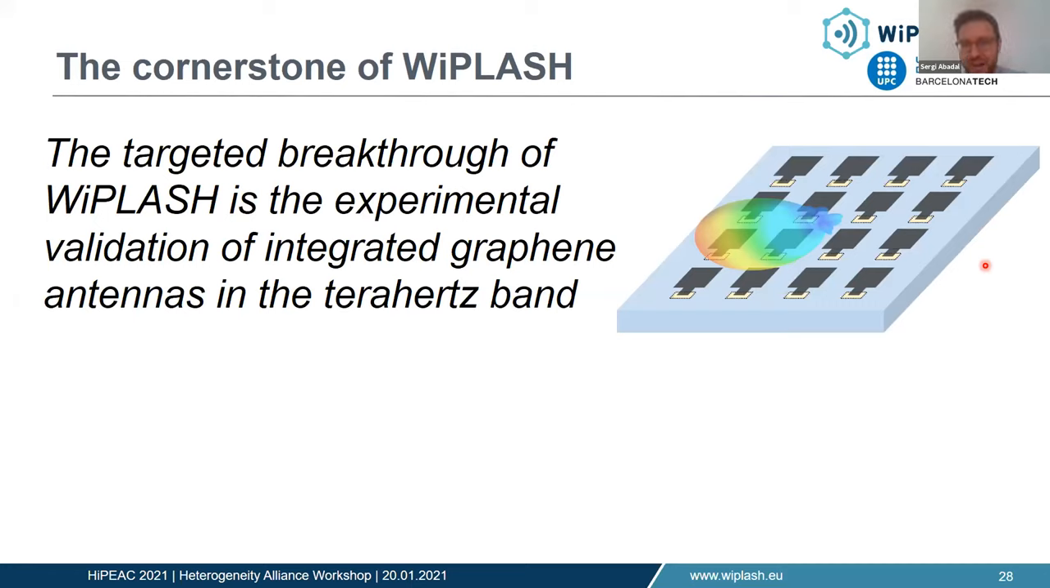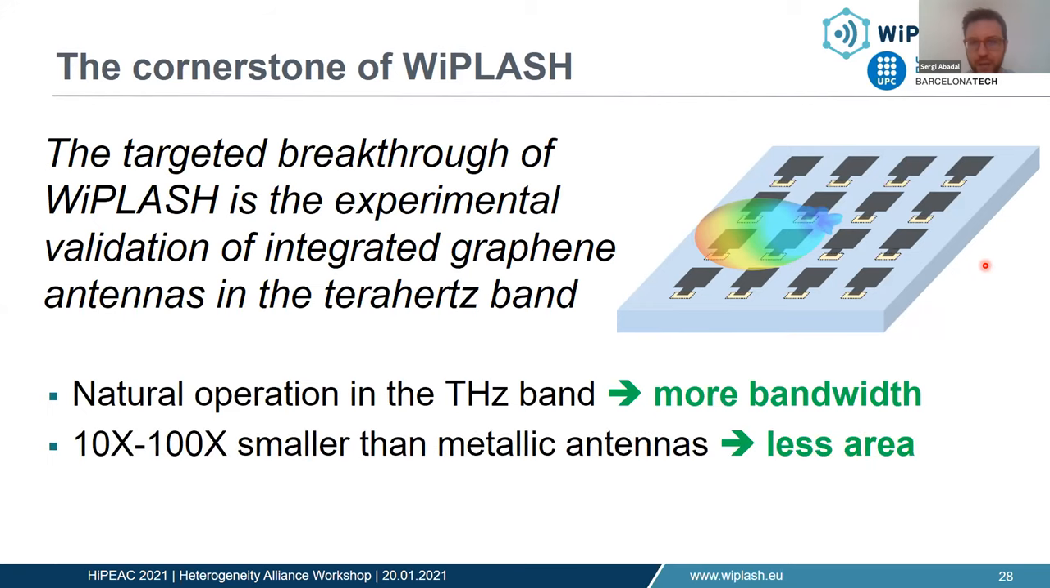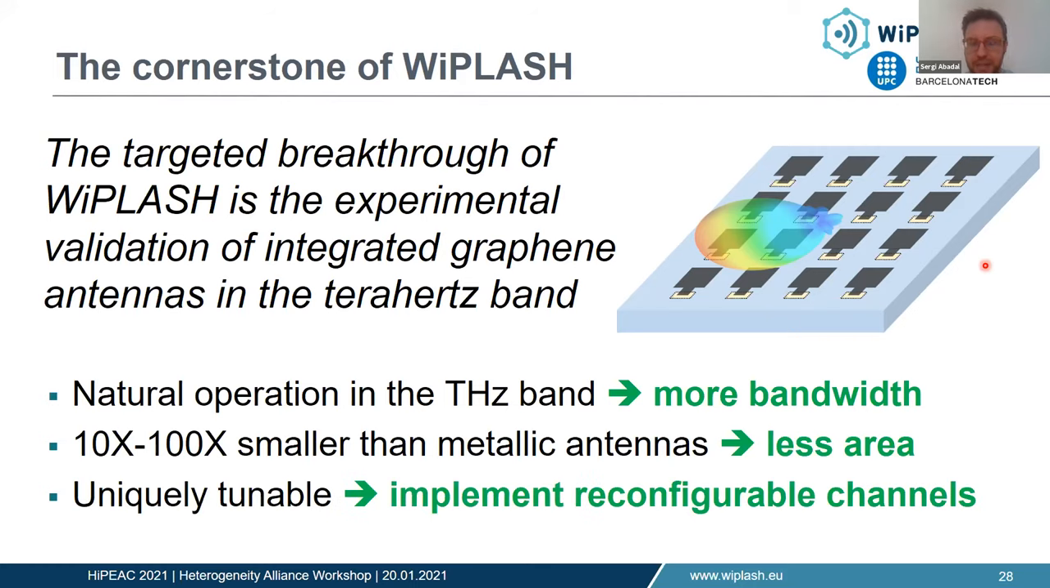This is a bit far in terms of the conceptual things that we need to talk about today. But the thing is that we want to prove that this is possible through graphene antennas in the terahertz band. Maybe this is not your expertise, but basically these antennas have a natural operation in the terahertz band. 1 terahertz is 1,000 gigahertz, so very high frequency, which means more bandwidth. These antennas are 10 to 100 times smaller than metallic antennas, so we can consume less area.